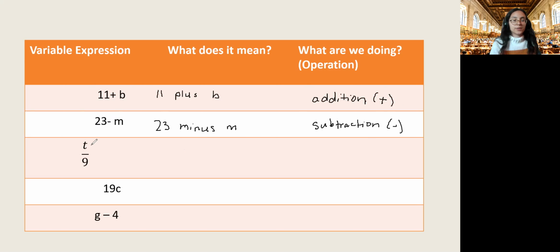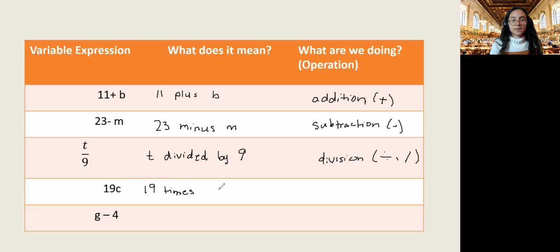Our third variable expression is t divided by n. So you write t divided by n. And our operation will be division. You can do the division sign, or you can do a fraction bar. Our next variable expression will be 19 times c. So we write 19 times c. And our operation will be multiplication.